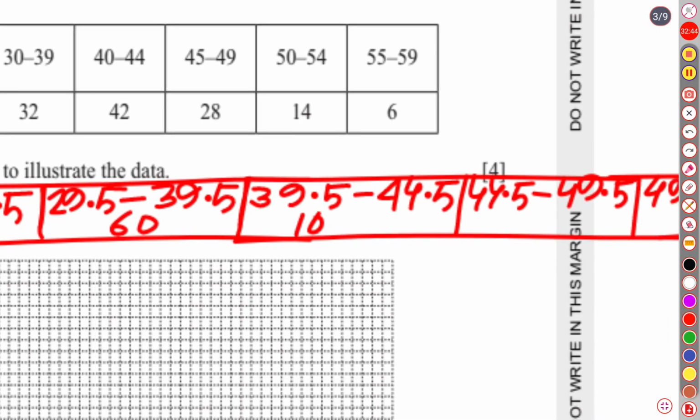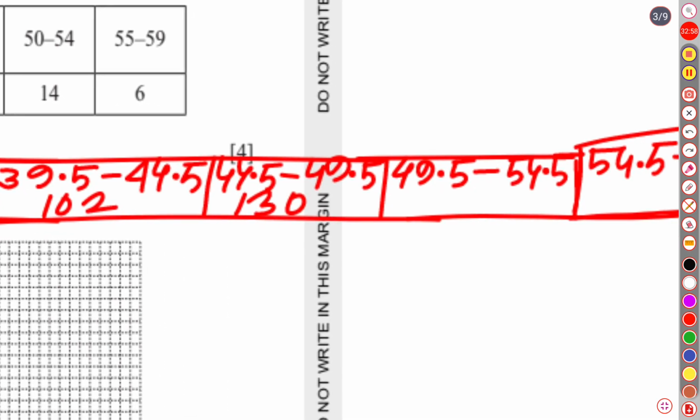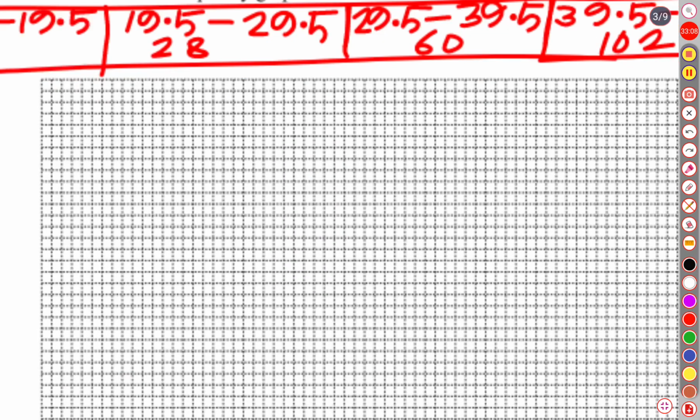Then 102 plus 28, 130. 130 is the cumulative frequency. Then 130 plus 14, 144, and 150. So this is what our class bound and frequency is.